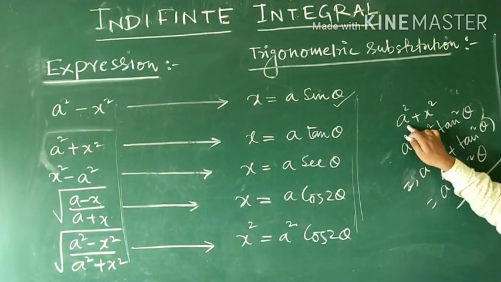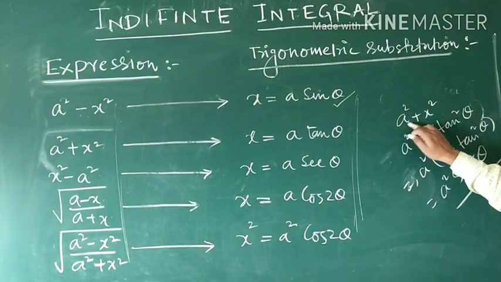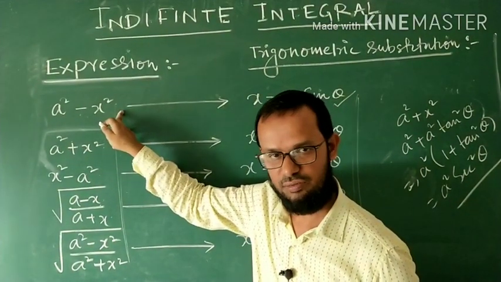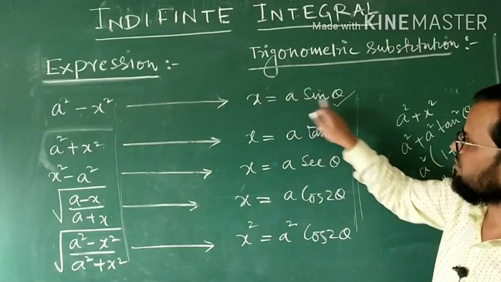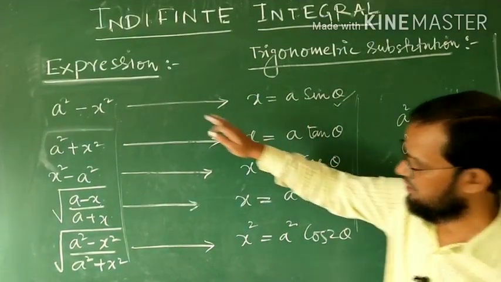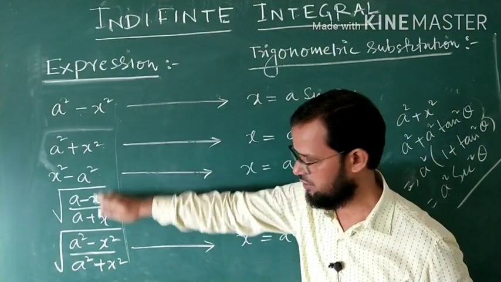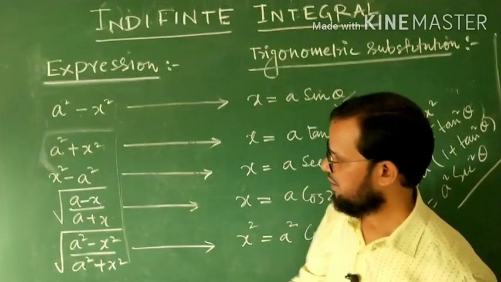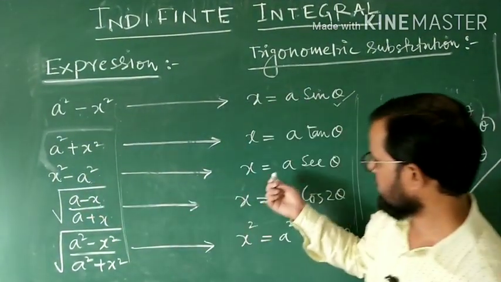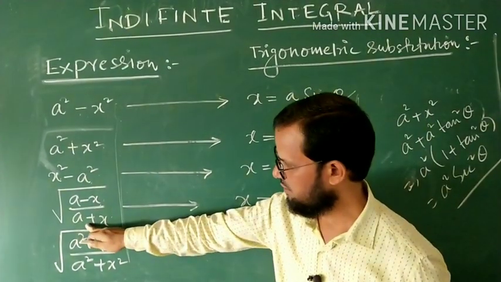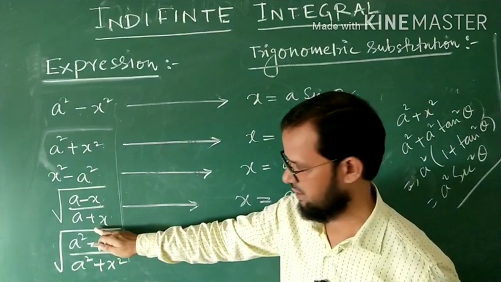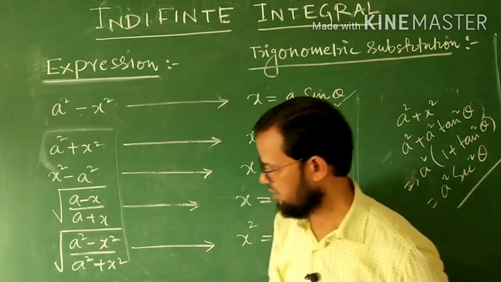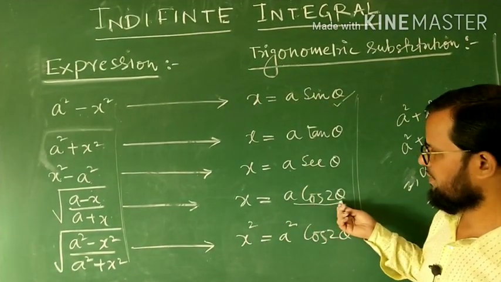Now in such expressions, when a equals 1, it becomes 1 plus x square, or 1 minus x square. In such cases you put x is equal to sin theta or x is equal to tan theta. This is very useful in solving integration as well as in inverse trigonometric functions. Similarly, in the expression x square minus a square, you have to put x is equal to a sec theta. In an expression like root over a minus x divided by a plus x, or root over a plus x divided by a minus x, your substitution is x is equal to a cos 2 theta. Very interesting.